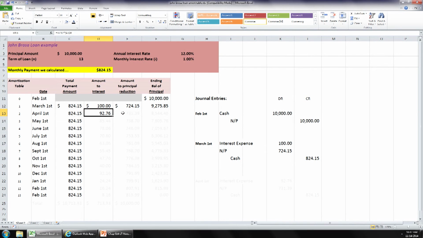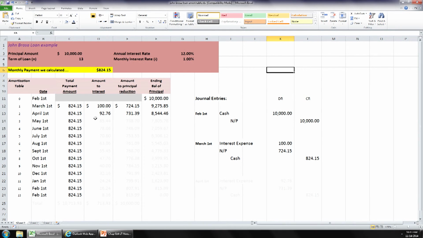Well, how much goes to principal reduction? That minus that, 731.39. Now to compute this cell, we take the most recent balance of principal minus the principal reduction amount of 731.39, and our balance is now 8,544.46. Are you with me? Okay. Questions on that? This is so important.